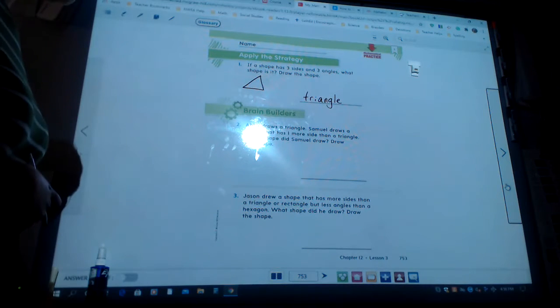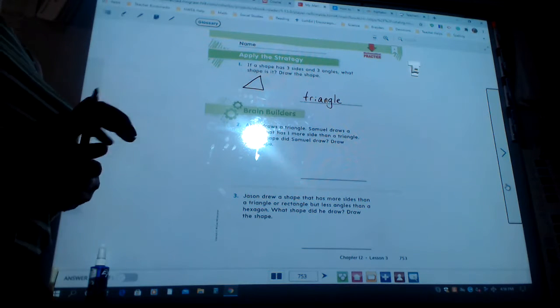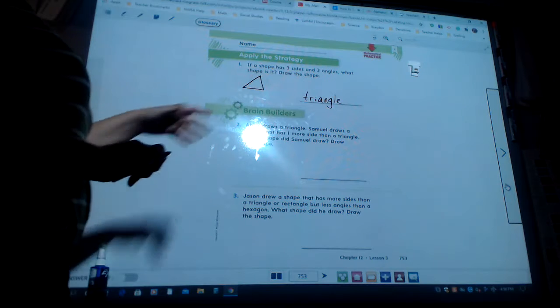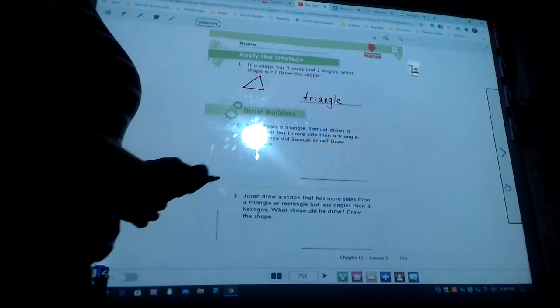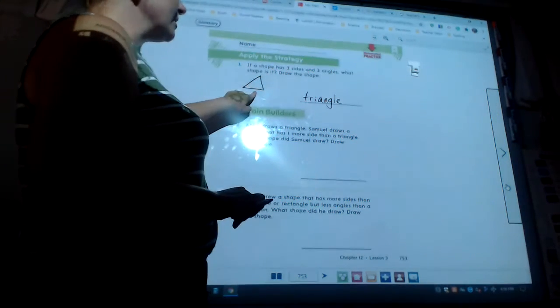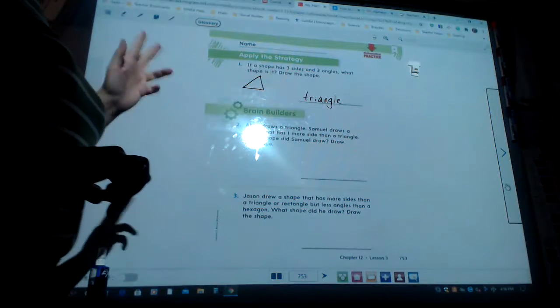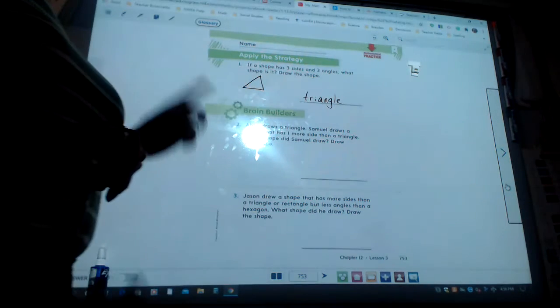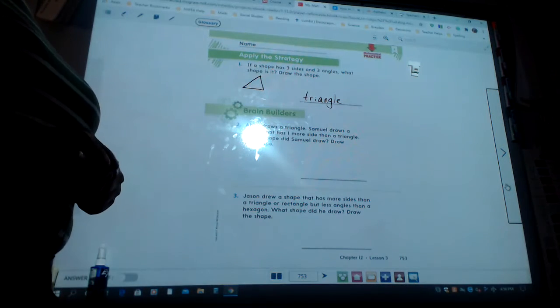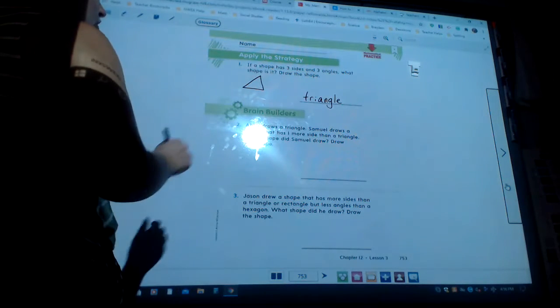Well, let's move on. And if I'm going too fast, go ahead and pause the video if you need time to catch up, okay? We're looking at number 2. Abby draws a triangle. Samuel draws a shape that has 1 more side than a triangle. What shape did Samuel draw? Draw that shape. Okay, so we know that a triangle, because we just drew it, has 3 sides. What Samuel drew has 1 more side. That means it must have how many sides? 4 sides.